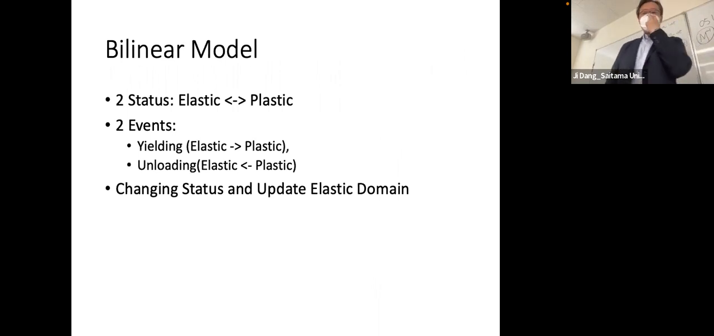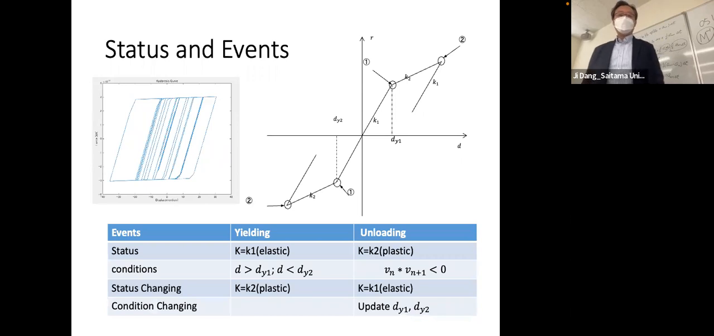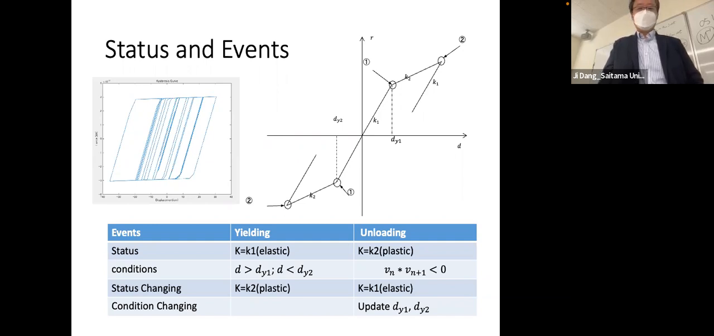So we summarize the bilinear model like this: 2 statuses, elastic and plastic, and 2 events, yielding and unloading, which change the status with some conditions. So let me summarize the events here. For the yielding event, you must be in the elastic status, and you must keep d in between dy1 and dy2. Once you cross over dy1 or dy2, the yielding will happen. Once the yielding happens, we will change the stiffness k to k2, the plastic stiffness.